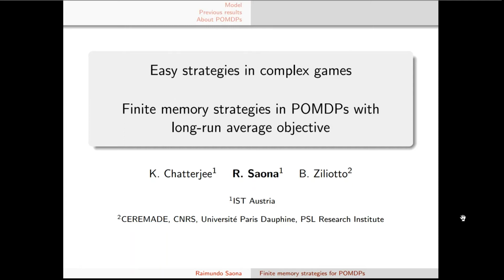Welcome to the presentation of easy strategies in complicated games, where easy strategies means that a computer can implement it, and complicated games means that no generic algorithm can ever give an epsilon approximation of the value of this game. More precisely, we will talk about finite memory strategies in partially observable Markov decision processes with long-run average objectives. During this presentation, I will mainly show examples and motivate the problem.